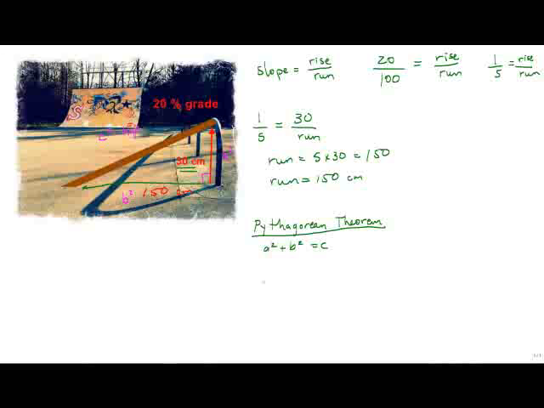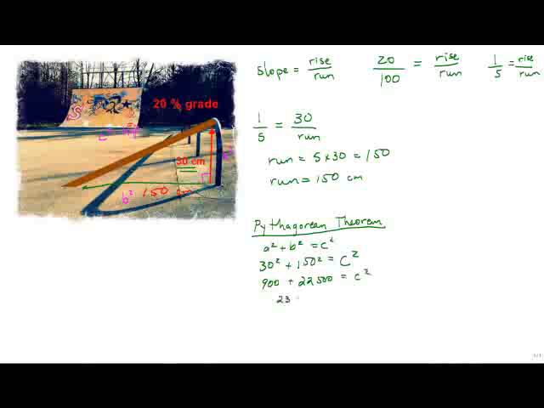So looking at our diagram, we've chosen the 30 centimeter side as our a squared, so we have 30 squared plus our b side, which is 150 centimeters squared, will equal c squared, which is our unknown length, which will end up being the ramp length. 30 squared is 900, plus 150 squared is 22,500, will equal c squared. Now we'll just quickly add those up.